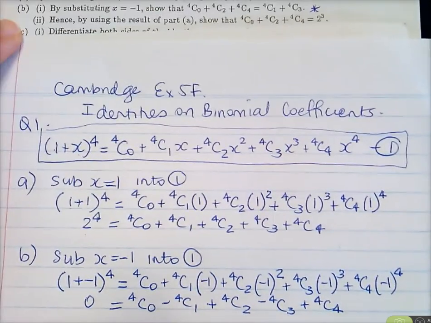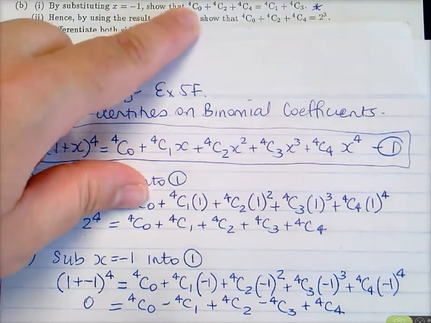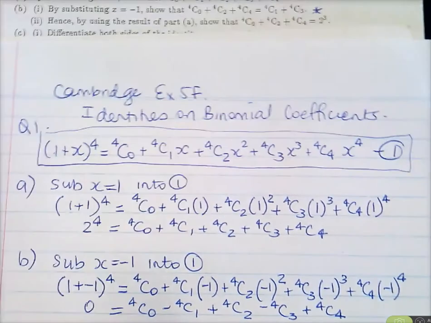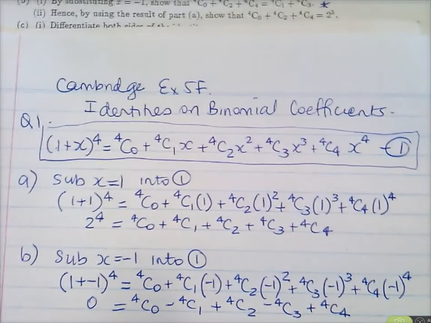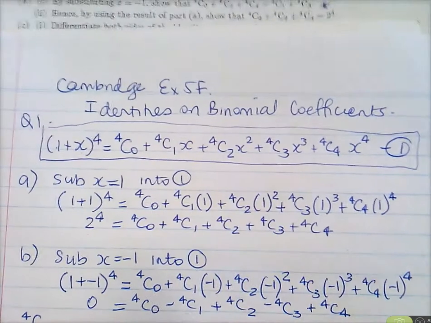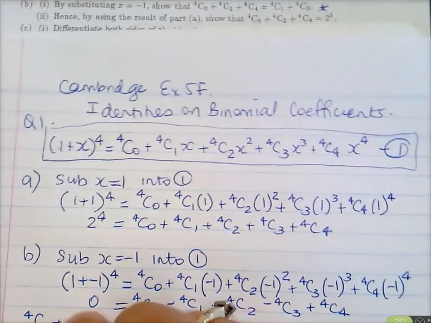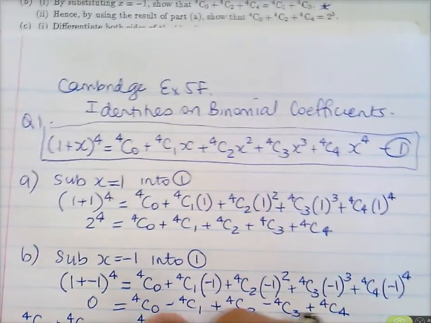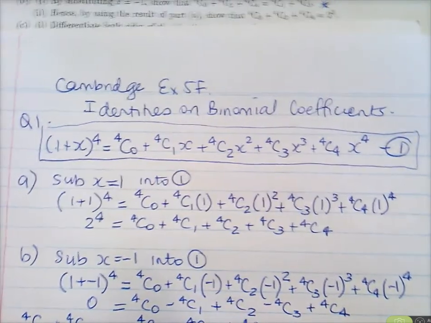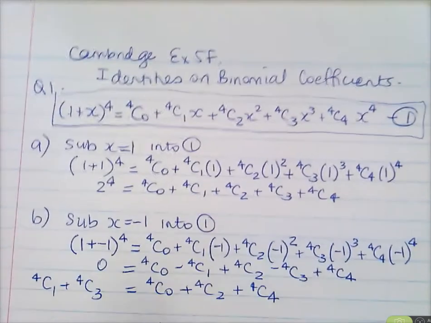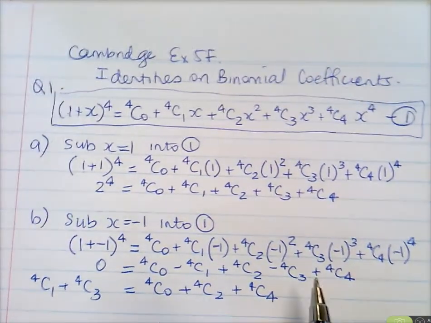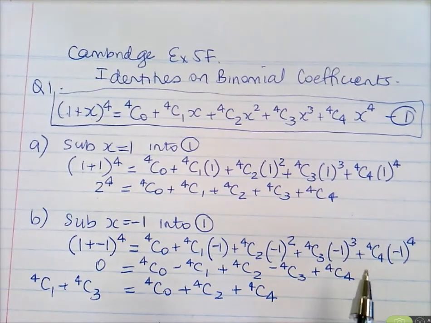Now, girls, look up at what we're trying to do. We're supposed to show that 4 choose 0 plus 4 choose 2 plus 4 choose 4 equals 4 choose 1 plus 4 choose 3. What do you think I should do here now? Take the negatives to the other side. So therefore 4 choose 1 plus 4 choose 3 equals 4 choose 0 plus 4 choose 2 plus 4 choose 4. So I've just moved the negative ones to the other side and I've proven the result that they wanted us to prove.